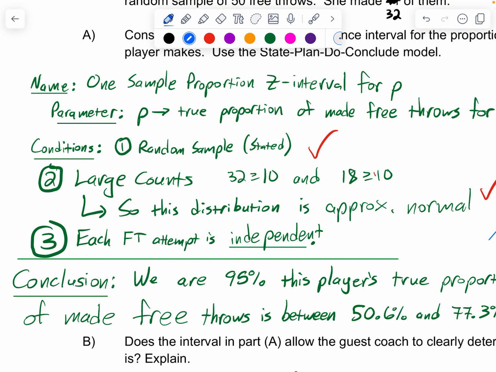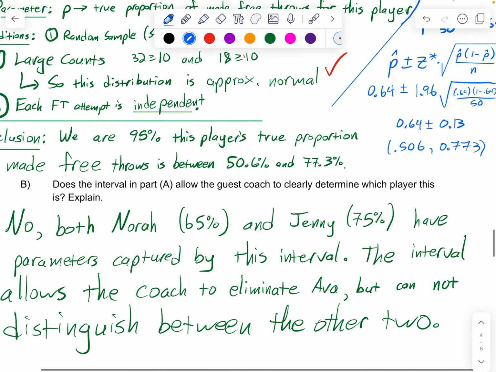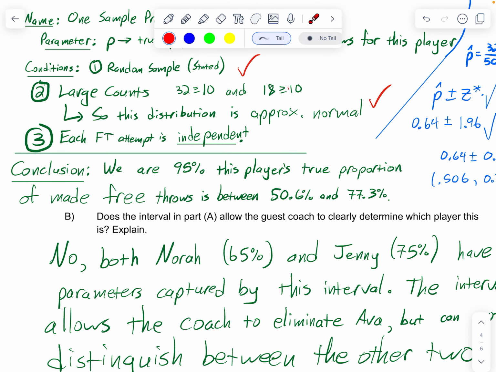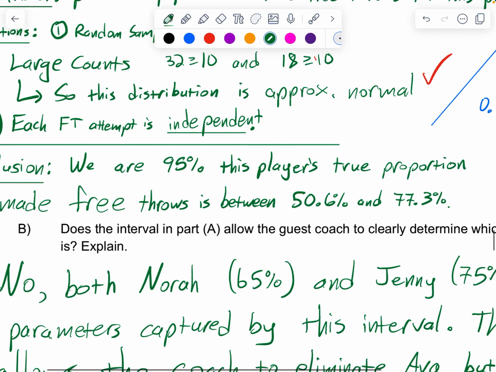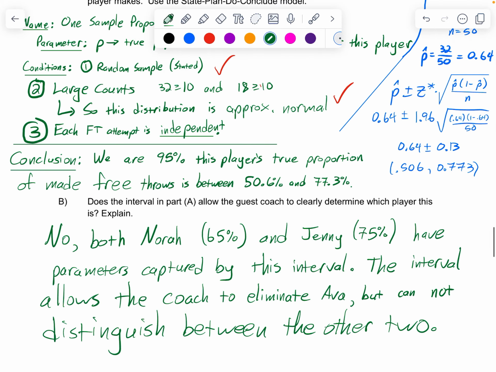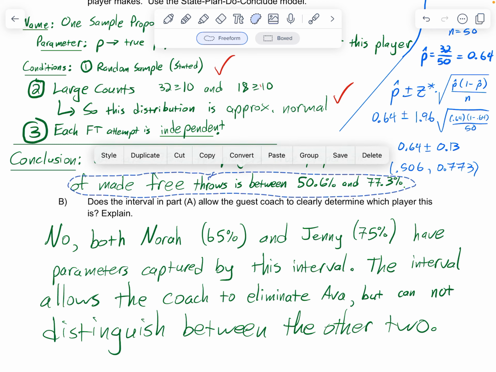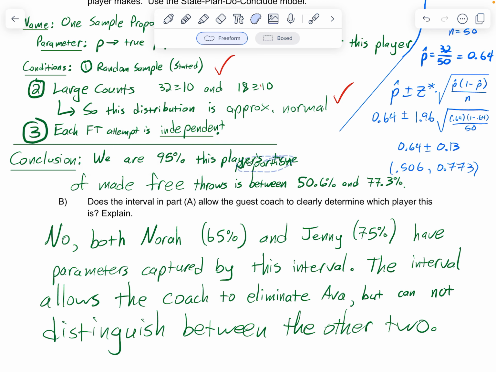Make sure you also interpret or write your conclusion, or interpret it like I already have. We're 95%. I should put the word confident in there, huh? We're 95% what? Just rearranging here.